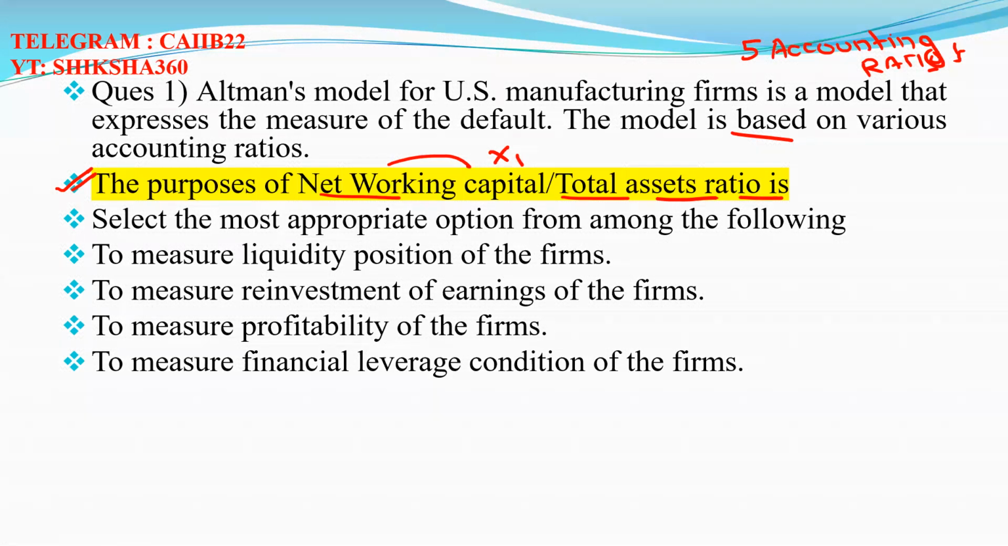First option is to measure the liquidity position of the firm. Second is to measure reinvestment of the earnings of the firm. Third is to measure the profitability of the firm. Fourth is to measure the financial leverage condition of the firm. So here we have to discuss the purpose of the net working capital upon total asset ratio.